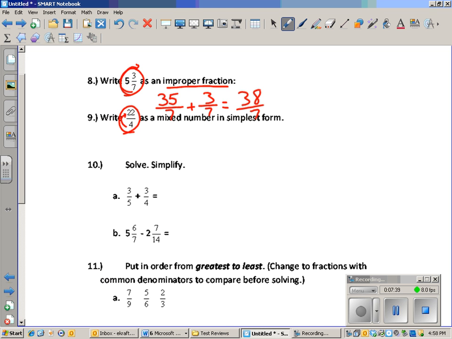And then write 22/4 as a mixed number in simplest form. Again, we're going to see how many sets of 4 we have in 22. That's going to be 5 with 2 left over. And we need to reduce. So that's going to be, don't forget that whole number, 5 and 1/2.